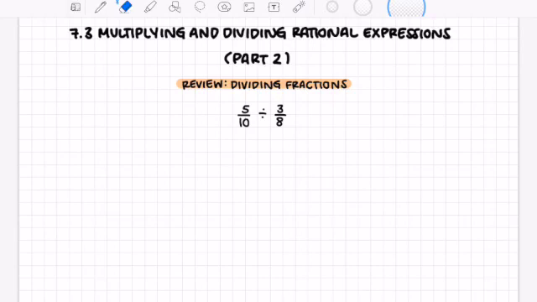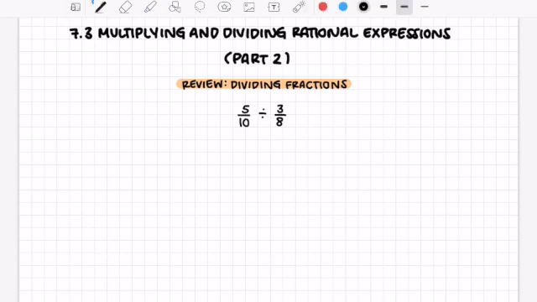Hi guys! So today we're going to be looking at Chapter 7, Section 3, Multiplying and Dividing Rational Expressions, Part 2. So to review this section, I'm going to start off first by reviewing how to divide a fraction.